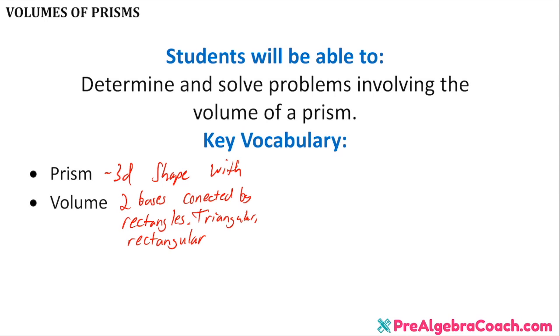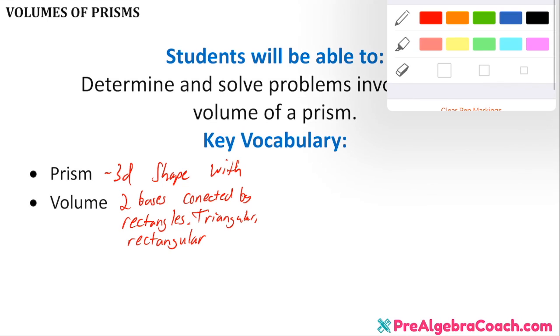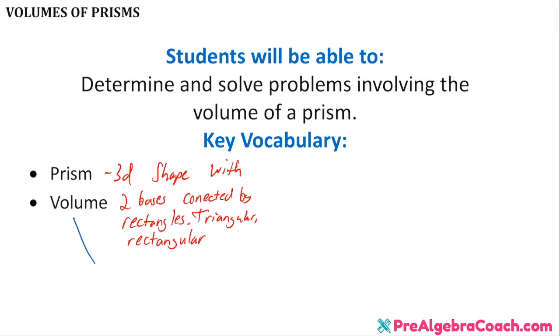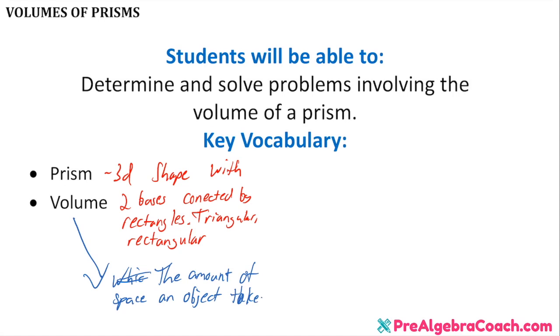Other vocabulary words you need to know is volume, which is the amount of space an object takes up. You also need to know base, length, and height, but those are the three dimensions that we use to find volume.